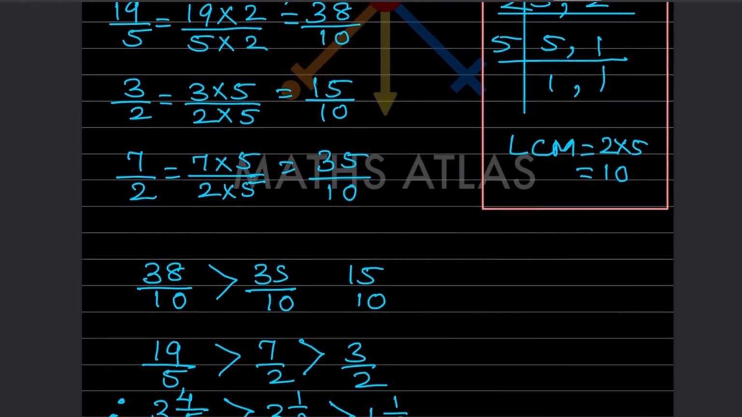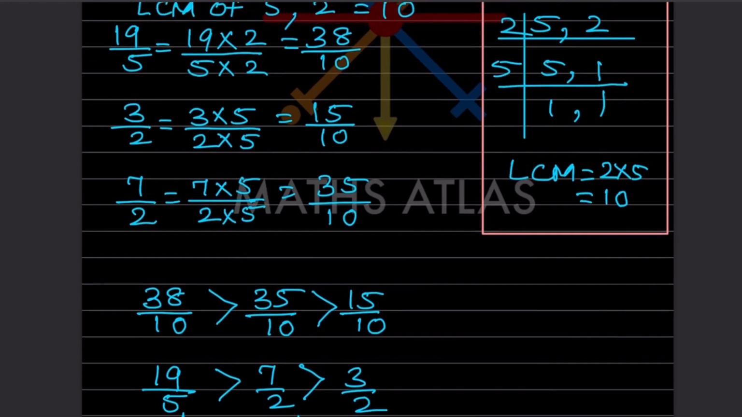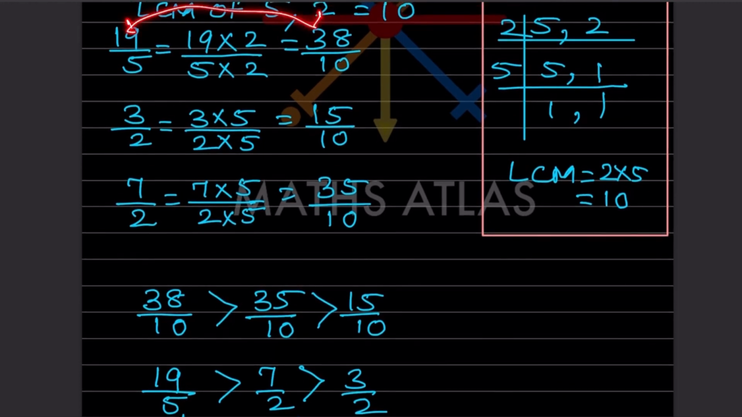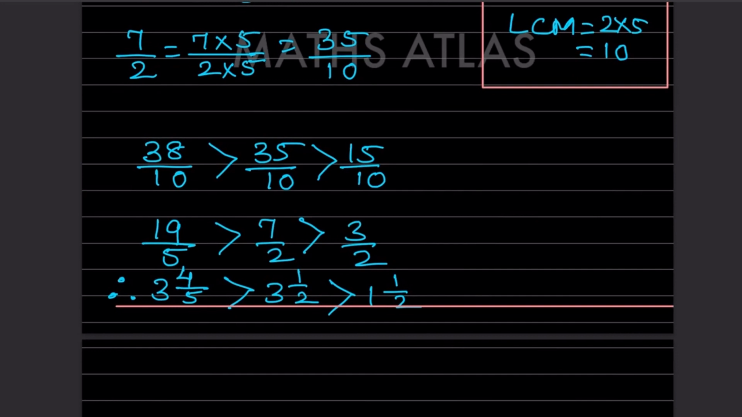Okay, now look at here. This is not done yet, you have to look at the original. The original for 38 by 10 is 19 by 5, so 19 by 5 will be here. For 35 by 10 it is 7 by 2, and for this one 3 by 2. Because it is an improper fraction, as I told you, you can make it into a mixed fraction, or from mixed you can make it into an improper fraction.